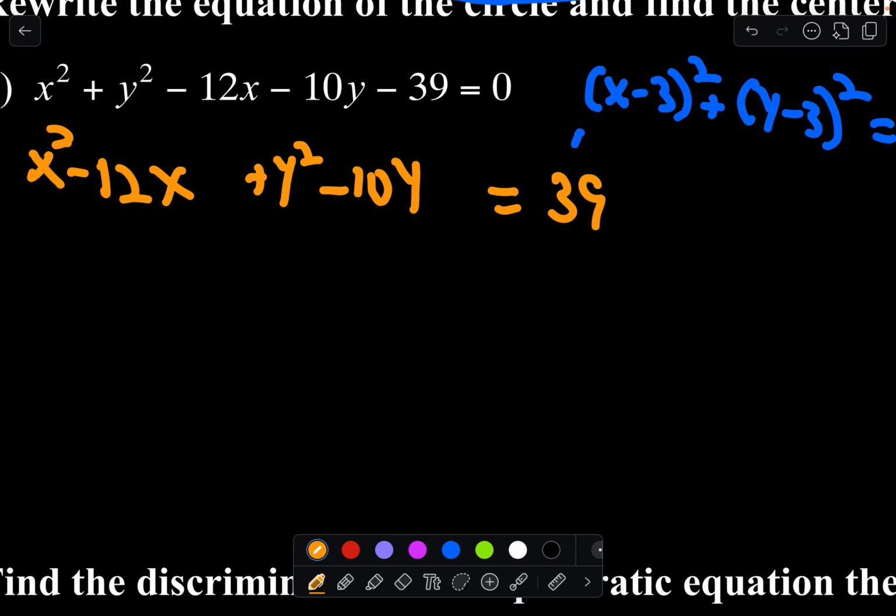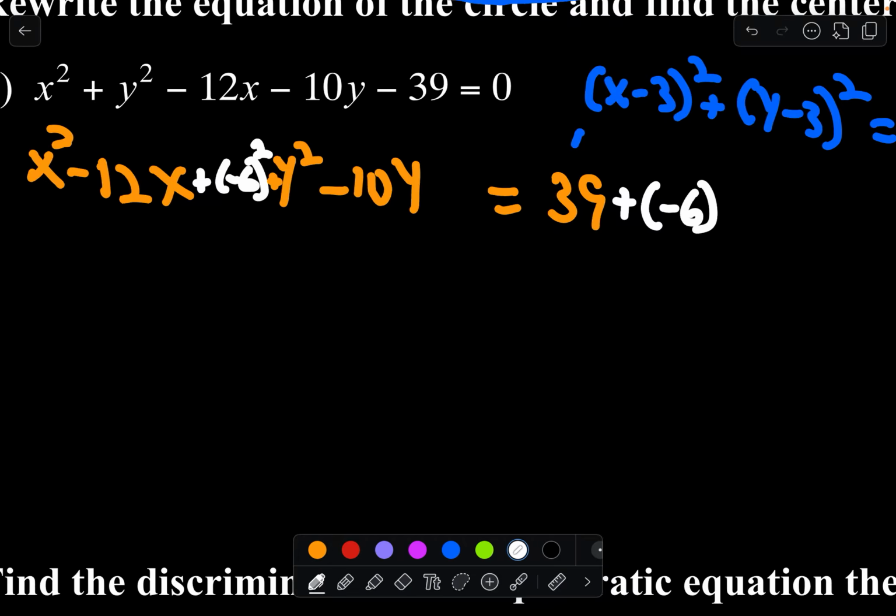we take half of the number in front of x, which is negative 12. Half of that is negative 6. And we're going to square and add that. We're going to have to add that to both sides of the equation. So that's going to be plus negative 6 squared, and over here it'll be plus negative 6 squared.